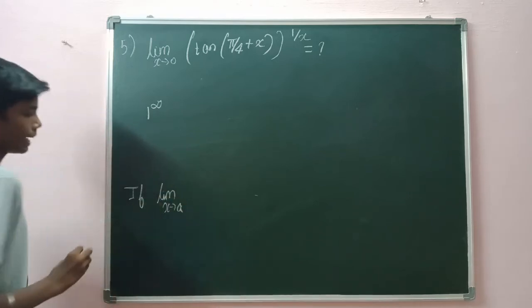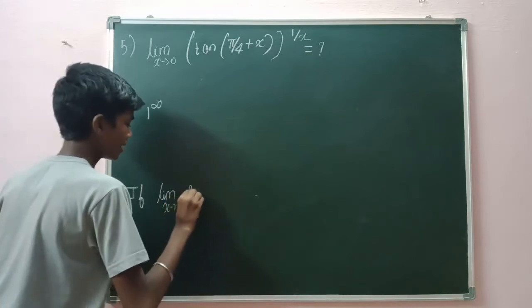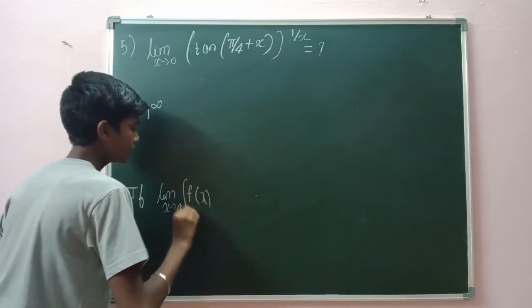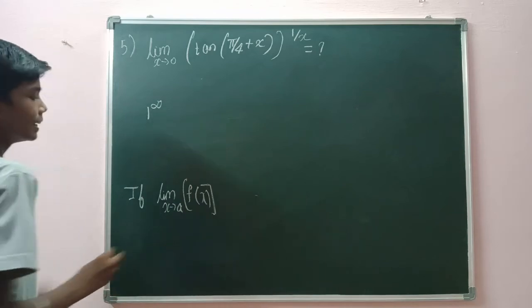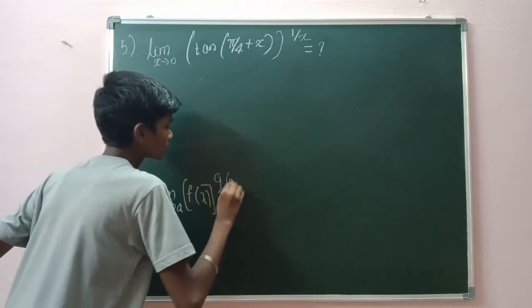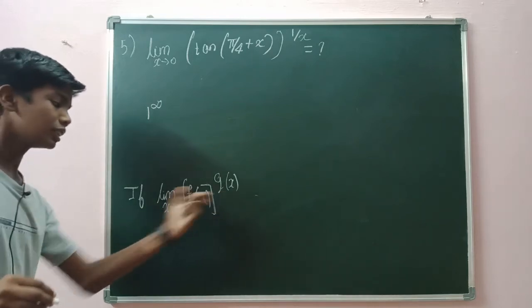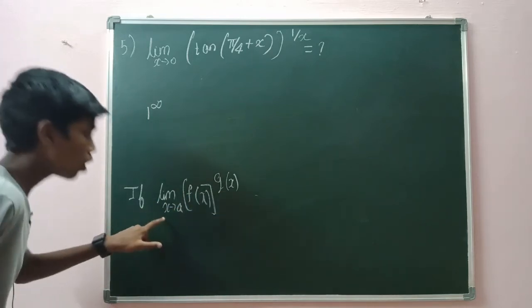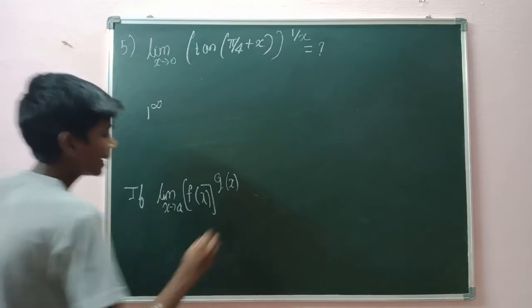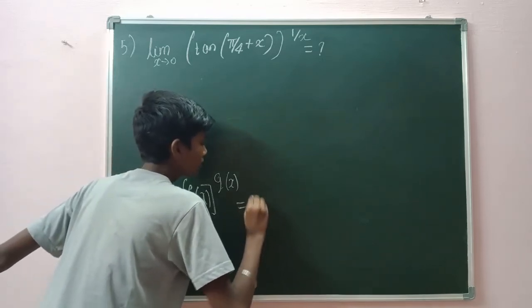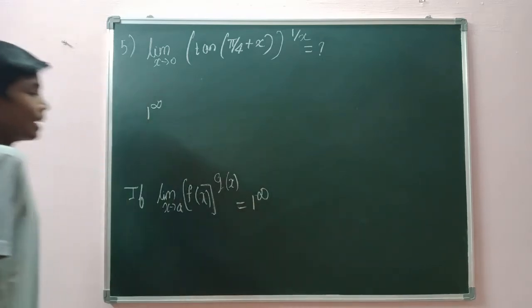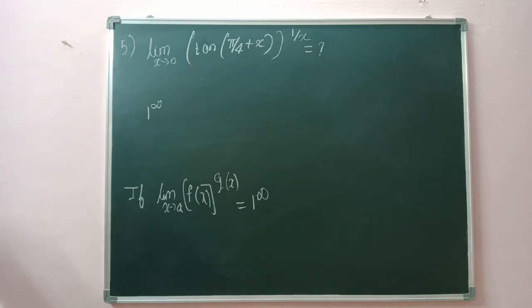if the limit as x tends to a of f of x, where this function f of x is raised to the power g of x, where f of x is the base and g of x is the power, and when you put x as a you get the value of this limit as 1 power infinity, this is something we call the 1 power infinity form.